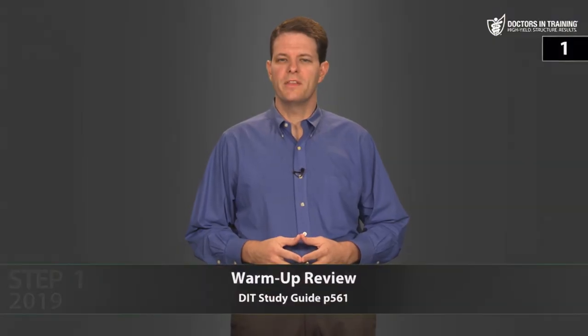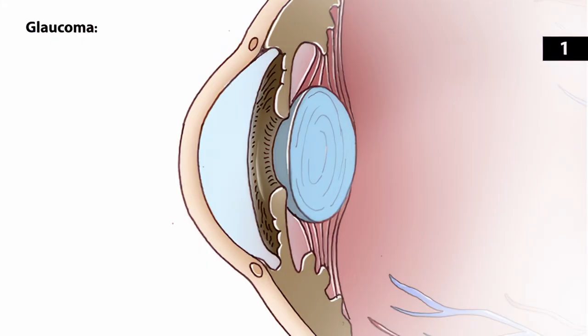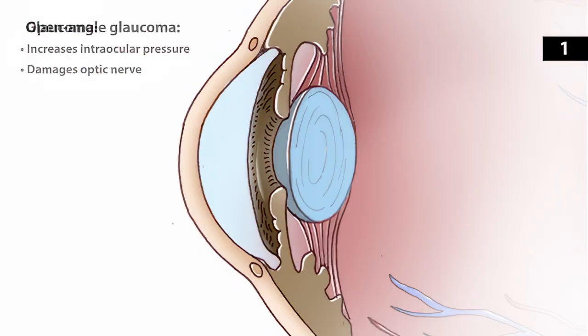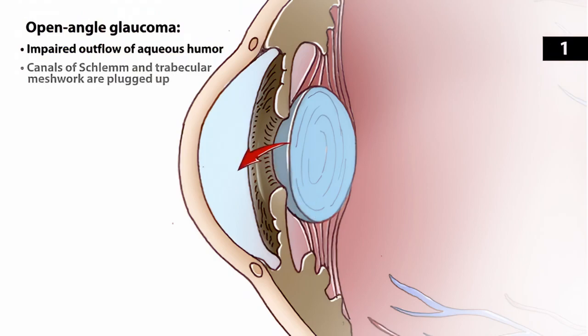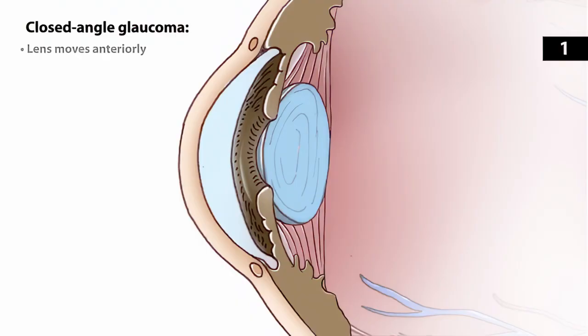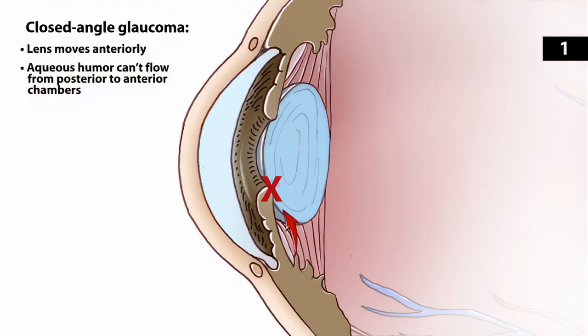Let's go over the warm-up review. First question, what's the pathogenesis of glaucoma? Glaucoma is caused by increased intraocular pressure, which damages the optic nerve. In open-angle glaucoma, there's impaired outflow of aqueous humor because the canals of Schlemm and the trabecular meshwork become plugged up. In closed-angle glaucoma, the lens of the eye moves anteriorly up against the iris and blocks the pupil so that the aqueous humor can't flow from the posterior chamber of the eye to the anterior chamber. And in either case, the aqueous humor builds up and the intraocular pressure increases.